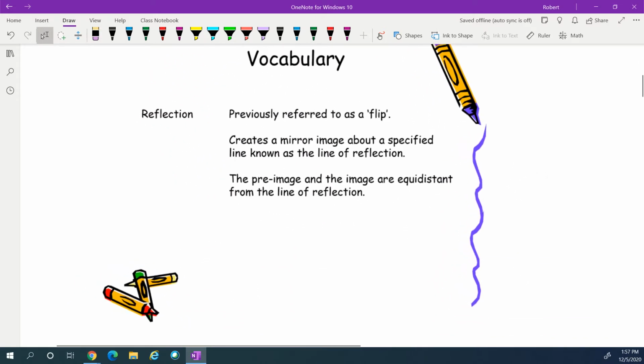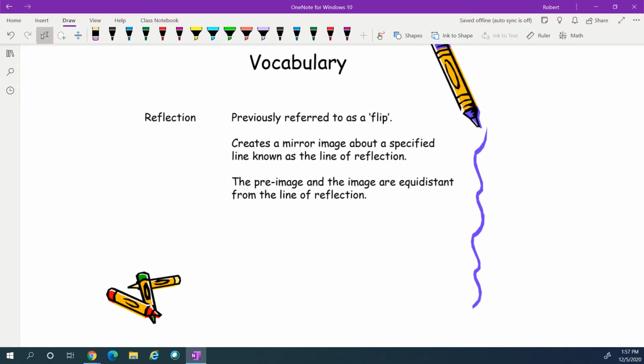So a reflection might have previously been called a flip. It creates a mirror image about the line known as the line of reflection or the line of symmetry. So we've all worked with the line of symmetry and creating a mirror image or a balanced image around that. The pre-image and the image are equal distance from that line of reflection. So there has to be perfect balance, perfect symmetry.